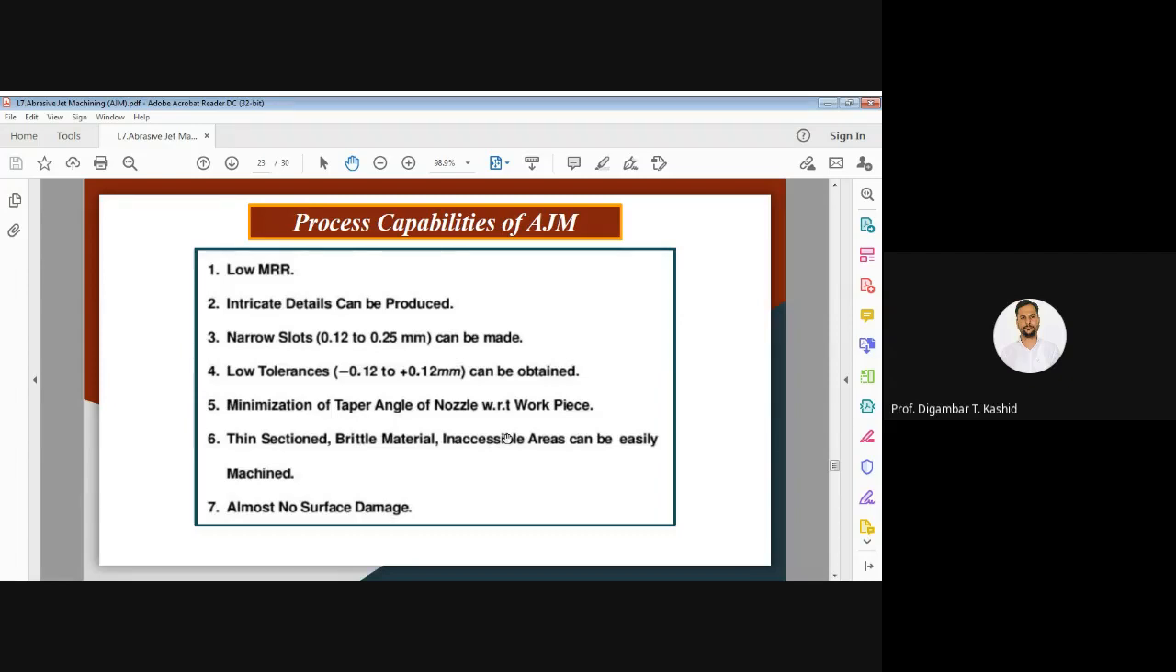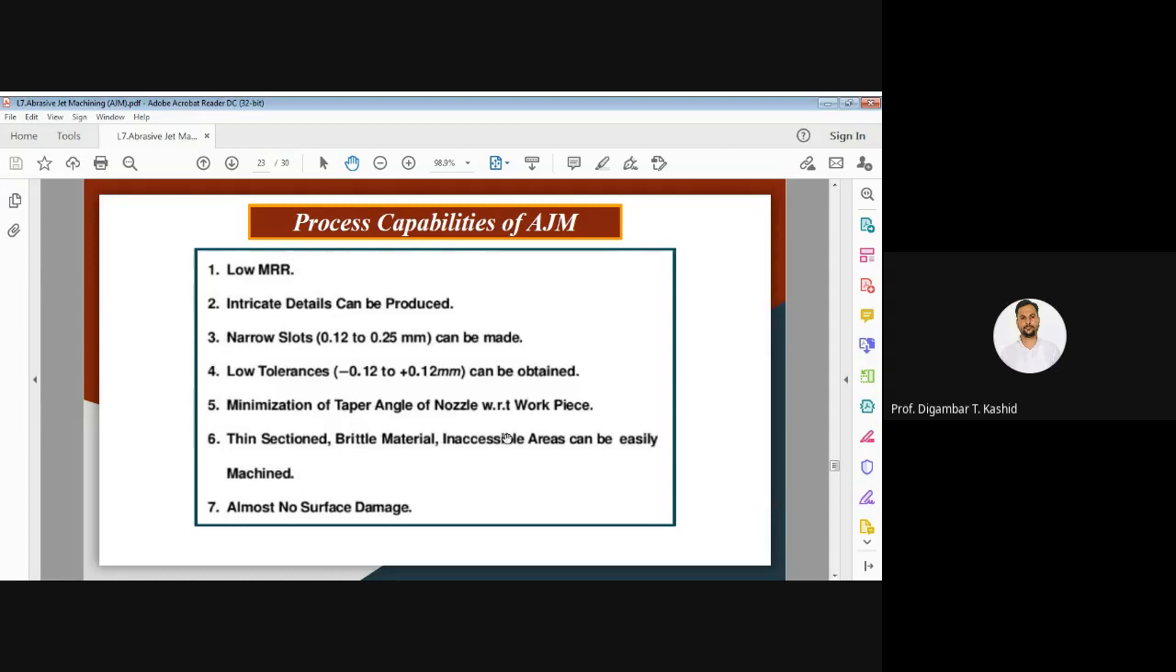Process capability is: which process is able to give its better performance under what condition, and what are its limitations. That will be covered through this point. Firstly, the metal removal rate using abrasive jet machining is very low as compared to other advanced machining processes. But the plus point is that you can machine intricate details which you want on your workpiece.